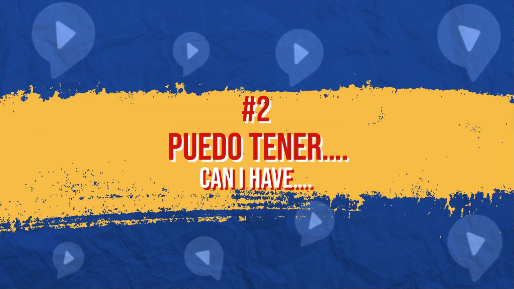Número 2. Puedo tener. This one is like everybody says it. It's super, super cute. But puedo tener, it's like may I have or can I have, and that just doesn't work in Spanish because that's not the words that we would use. Spanish works differently than in English, so saying puedo tener just really doesn't work.